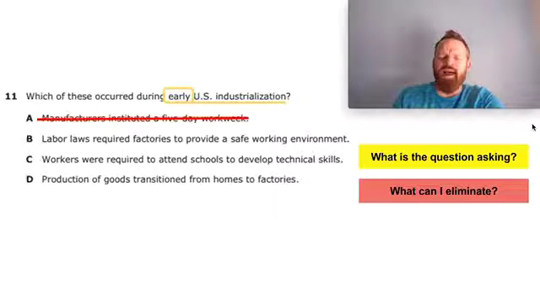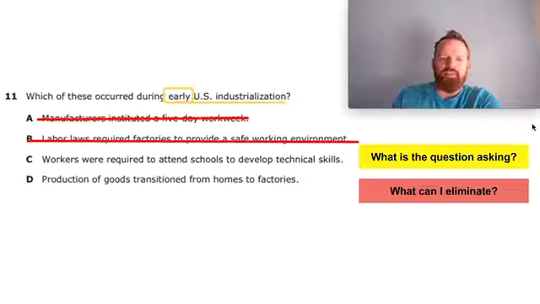Manufacturers instituted a 5-day work week. Well, this one doesn't make sense because the manufacturers who ran these factories were trying to make as much money as possible. And what we know about U.S. history tells us that they were trying to get as many people working as many hours as they possibly could for as little money as they could pay them. So it doesn't make sense that they would limit it to just 5 days, especially in early U.S. industrialization.